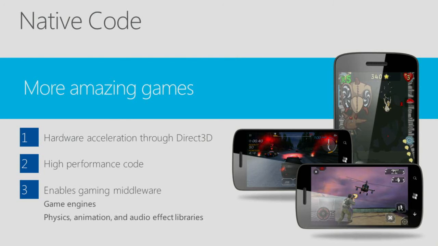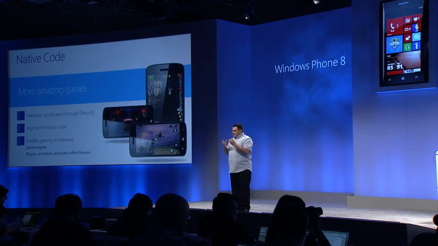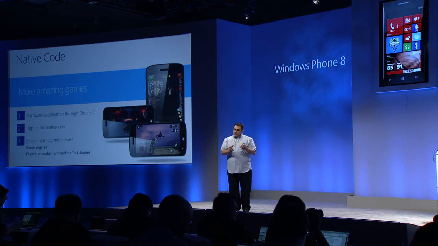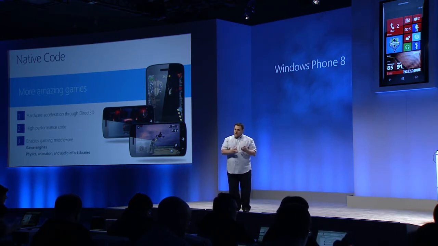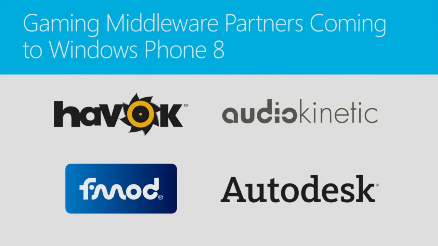First, they get access to low-level APIs, like Direct3D, for basically the fastest graphics. They also can write high-performance code for the most realistic gameplay. Developers also have the ability to use gaming middleware, which mostly are written in native code. Either they're full-on game engines or libraries for physics, animations, or audio effects. I'm proud to announce today the following gaming middleware partners are coming to Windows Phone 8.